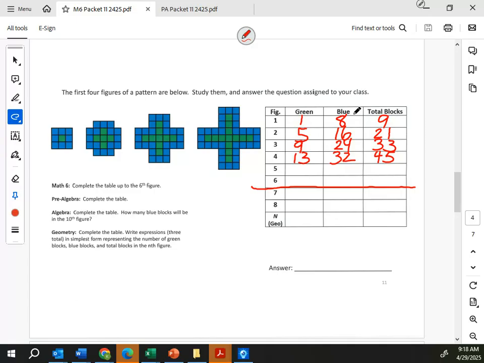So now we need to look for those patterns. How are we increasing from 1 to 5 to 9 to 13? We're adding by the same number. Figure it out and continue that pattern.